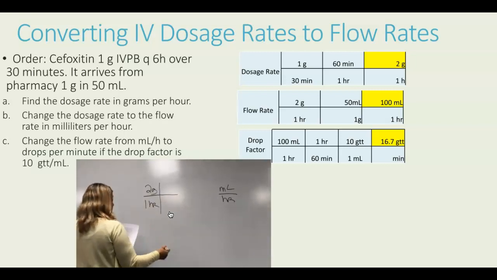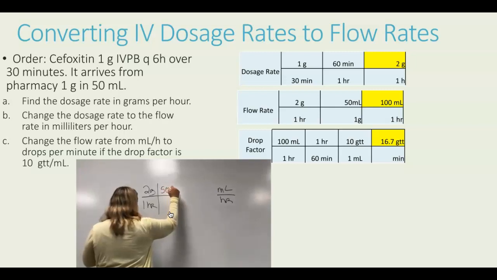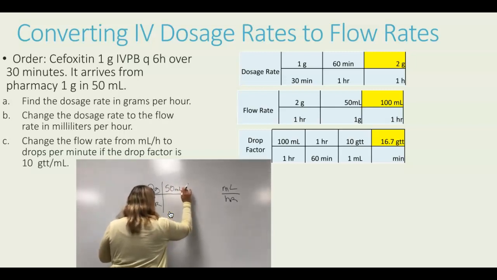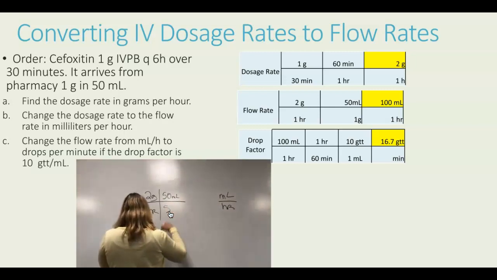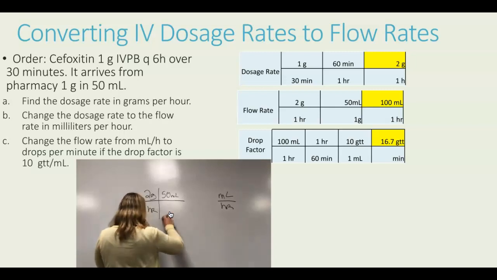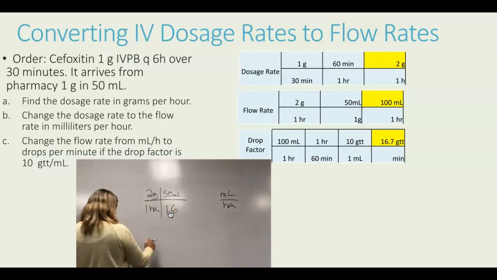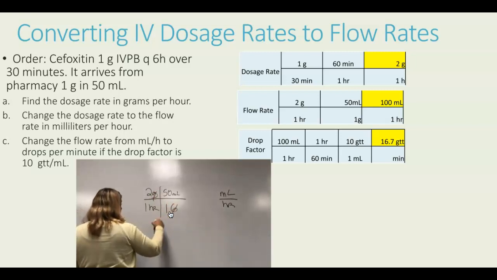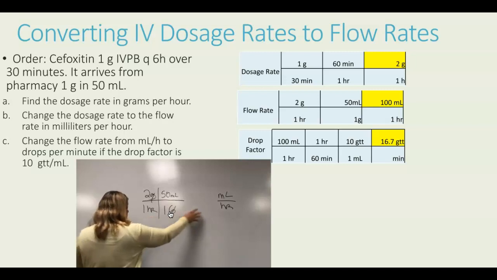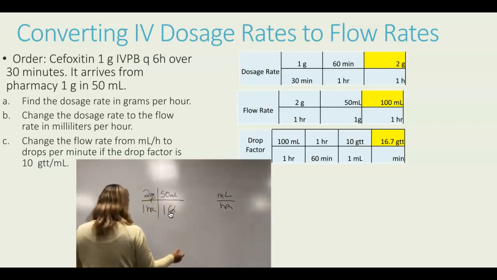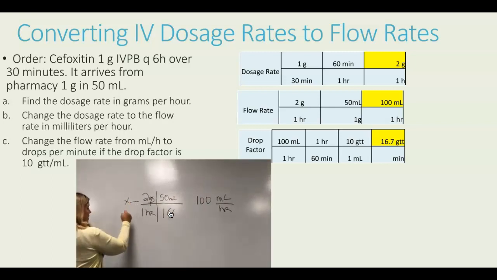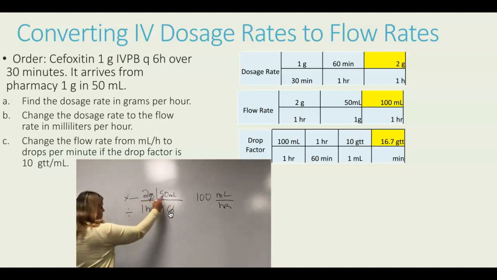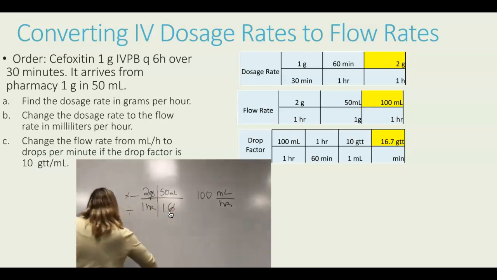And how does it come? We've got 50 mils. I'm going to put the mils up top because that's where my mils is here. And in this 50 milliliters, there is 1 gram of medication. I had to look again. So I've got 1 gram of the medication. So my grams will cancel, and I'm left with milliliters over hour, which is what I'm solving for. If you just do the math, you're going to get 100 milliliters per hour. Remember, multiply everything on the top, divide by everything on the bottom, and 2 times 50 is going to be 100.